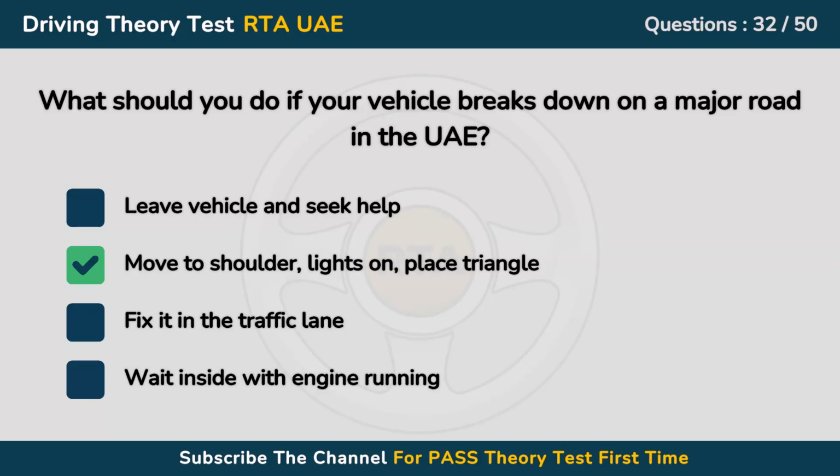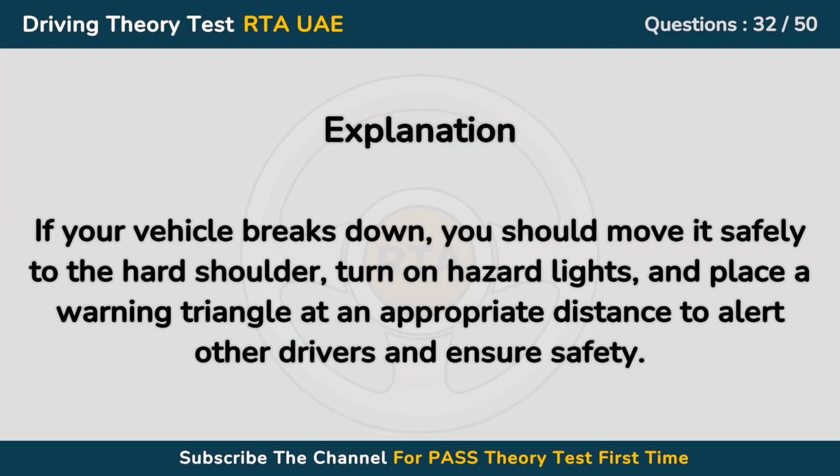Answer is B. Move to shoulder, lights on, place triangle. If your vehicle breaks down, you should move it safely to the hard shoulder, turn on hazard lights, and place a warning triangle at an appropriate distance to alert other drivers and ensure safety.